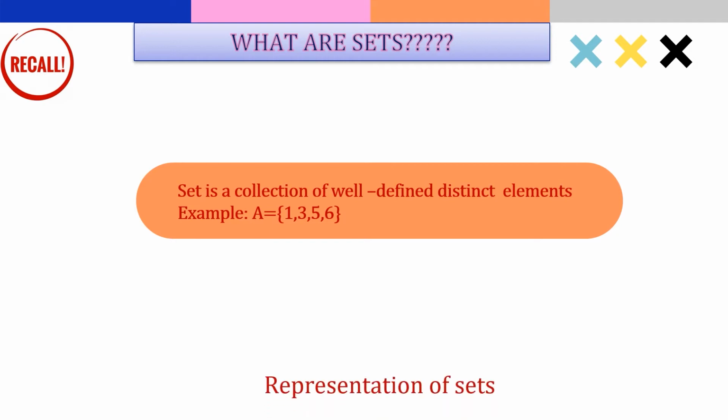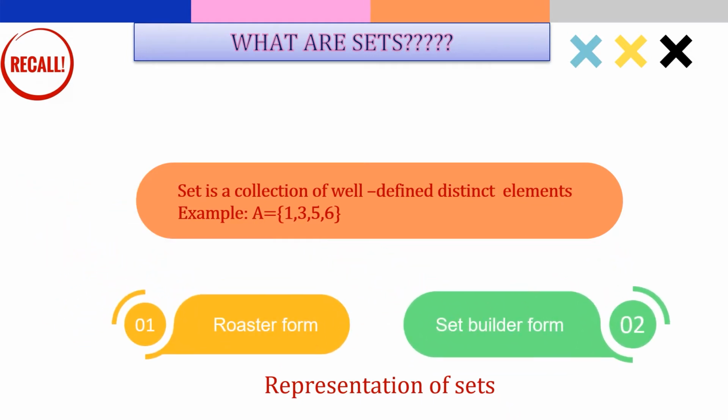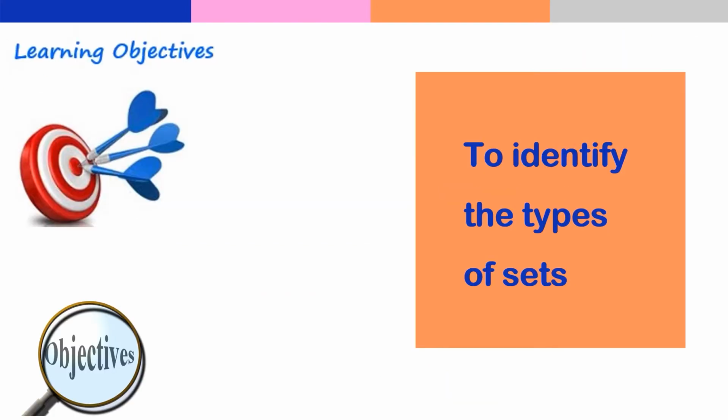And we have seen the representation of sets. What are they? One is roster form and the other one is set builder form, right? So these are the things we have seen, and this is going to be our today's learning objective. Today's objective is to identify the types of sets. Okay, so let's quickly move on.